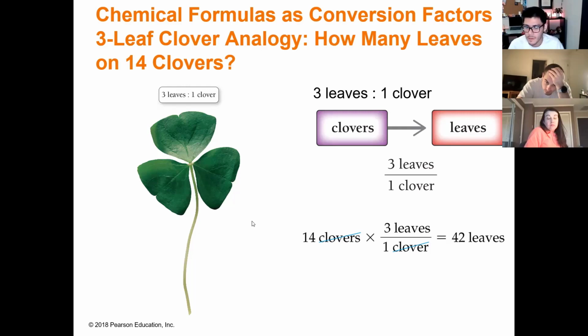So for every 1 clover, we're going to get 3 leaves, right? Or for every 1 clover, we also have 1 stem. So 3 leaves for 1 clover. If we have 14 clovers, we use that relationship of the whole to the part, 1 clover for every 3 leaves. Look at that. We're taking 14 times 3. We get 42 leaves. You probably just could do it in your head. But when we're dealing with compounds and stuff, I want you to set up in dimensional analysis.